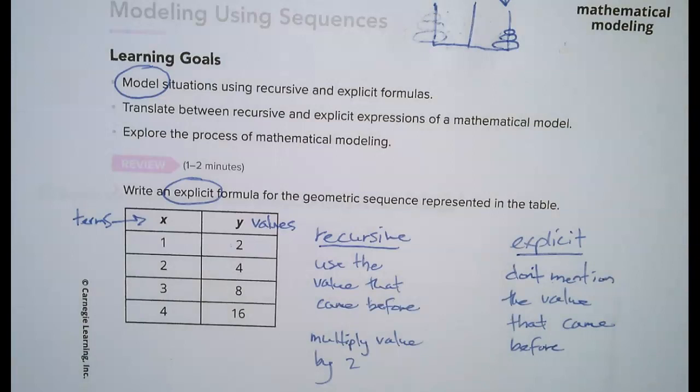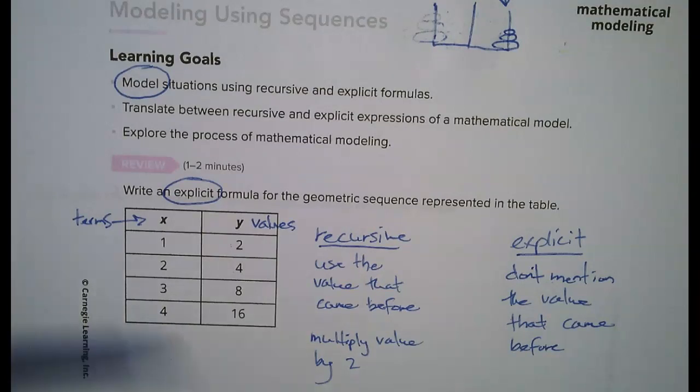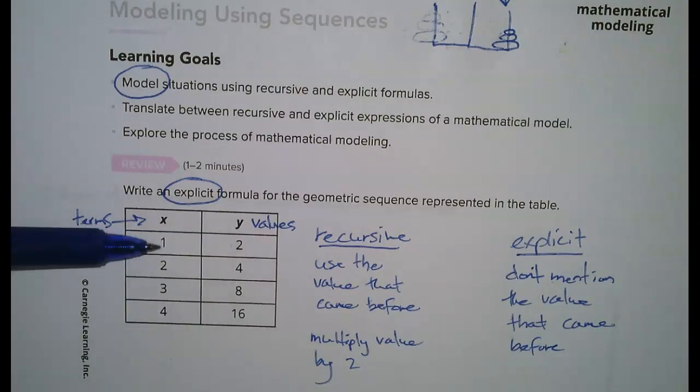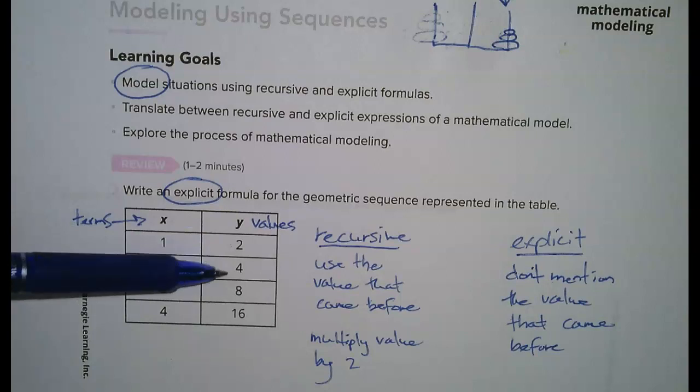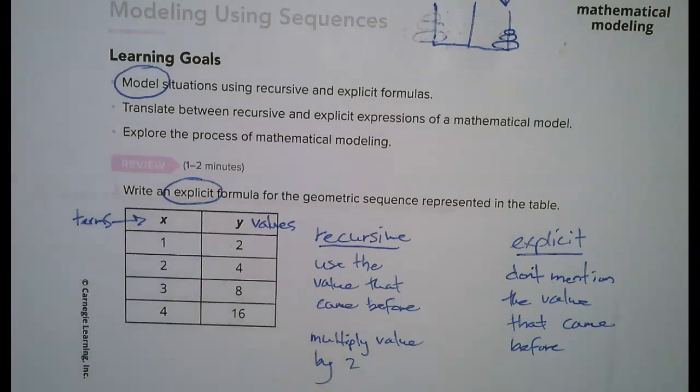But if you're writing an explicit formula, you don't mention the value that came before. So since we want an explicit formula, what we're going to do is try to see if we can figure out a pattern for how you get from this number to this number, right? So we're not going to make any reference to the term that came before.